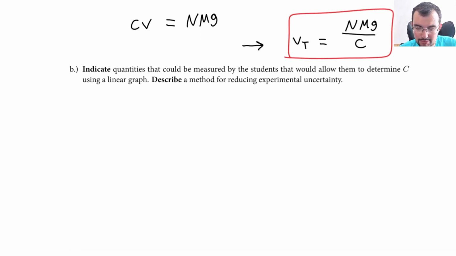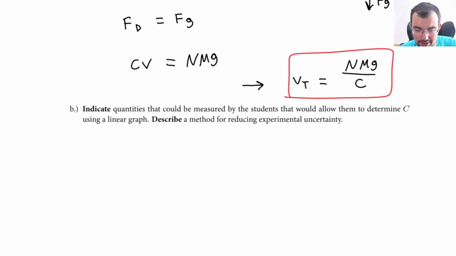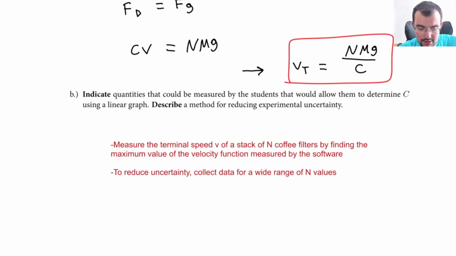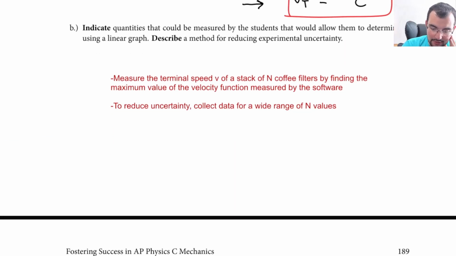All right, what could be measured by students to determine C, and how could we reduce uncertainty? Well, notice that to determine C, we need literally everything else, and this means collecting multiple trials. We're going to use the motion detector to find the terminal speed. After a long time, when it levels out, what's the speed of a stack of n coffee filters? We're just going to do it over and over again, different values of n, get a lot of data points. So measure the terminal speed of the stack of n filters, collect data for a lot of n.